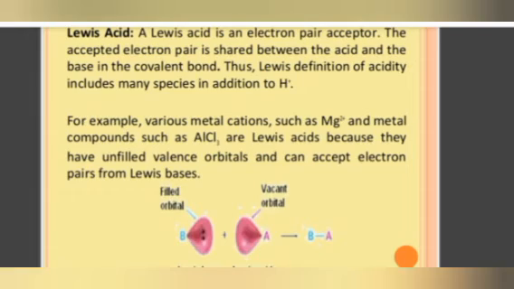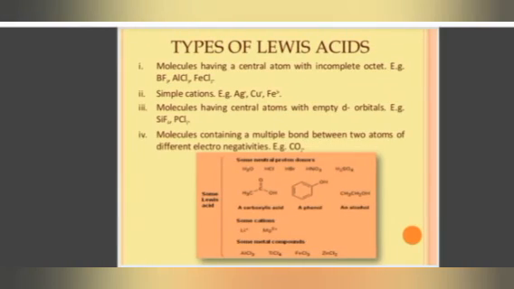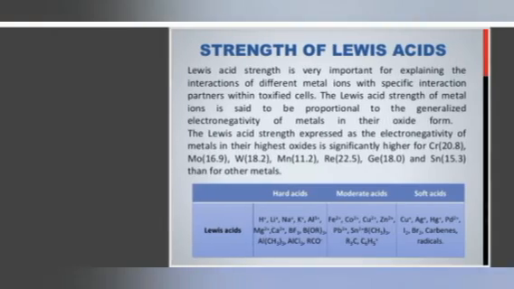The accepted electron pair is shared between the acid and base, forming a covalent bond. Thus the Lewis definition of acids includes many species in addition to H positive. For example, various metal cations such as magnesium and metal compounds such as aluminum chloride are Lewis acids because they have unfilled valence orbitals and can accept an electron pair. Types of Lewis acid: molecules having a central atom with an incomplete octet, simple cations, and molecules containing multiple bonds.